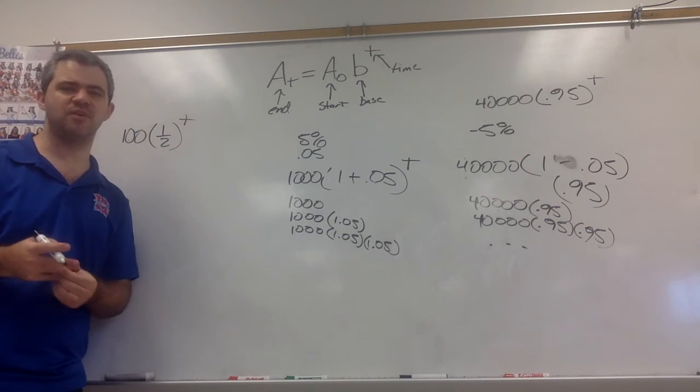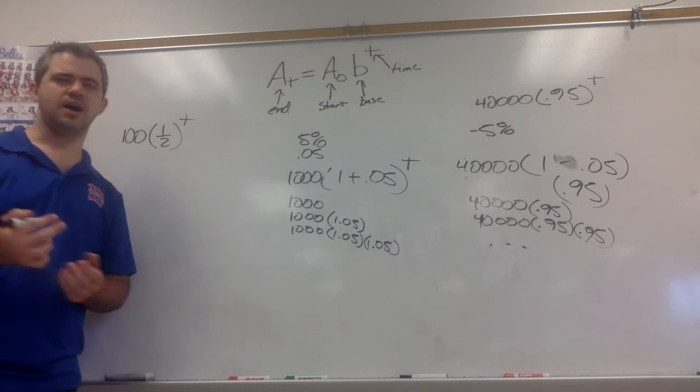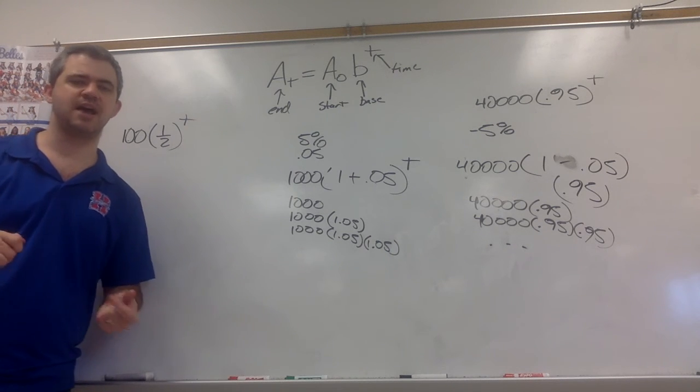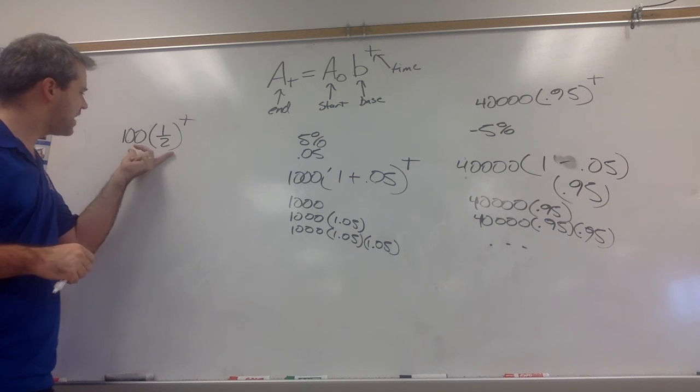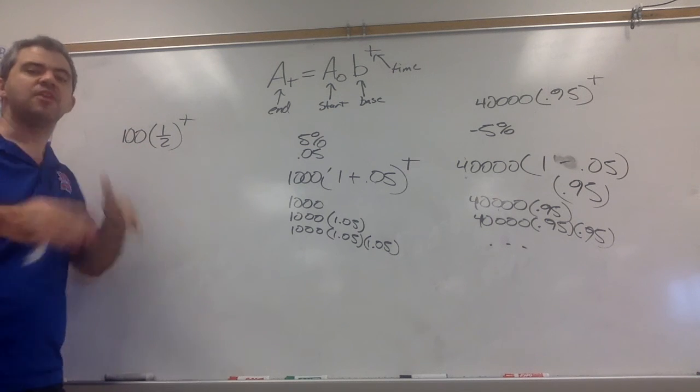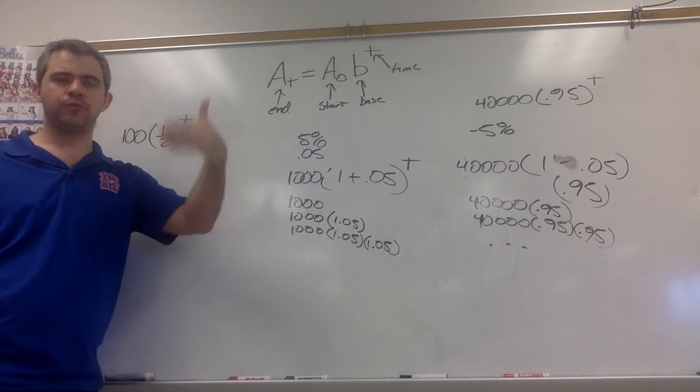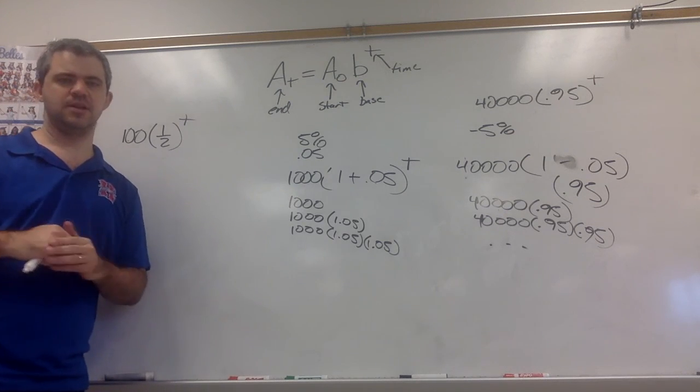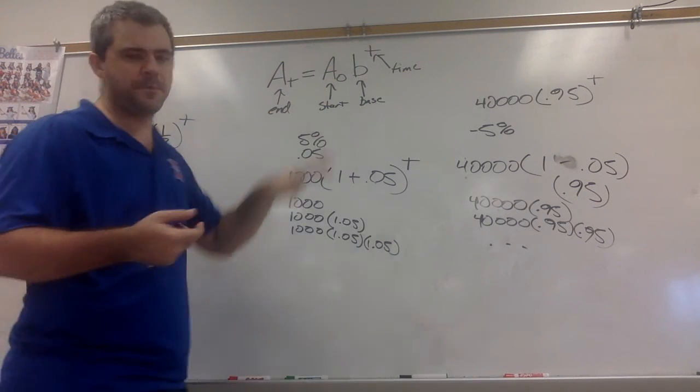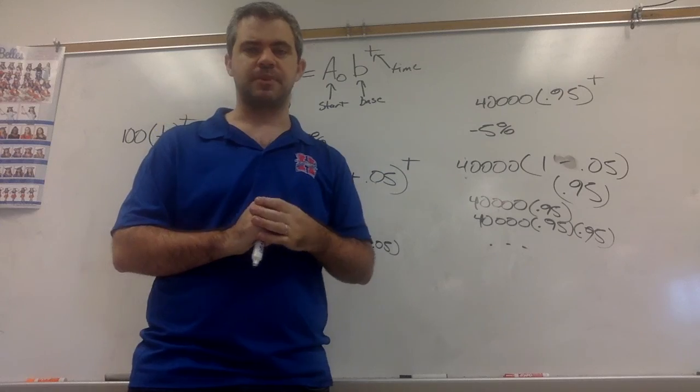Now, of course, that would be if it was every year. We'll get into more complicated half-life models later. But this is the idea. You start with something, and then you multiply it by 1/2 over and over and over again. So this is the basics, and we'll get a little more complicated as we go.